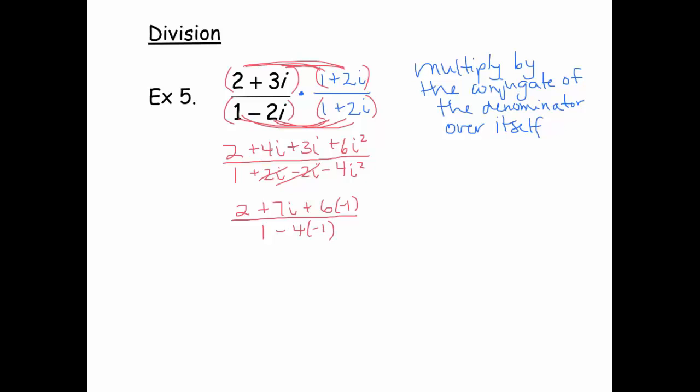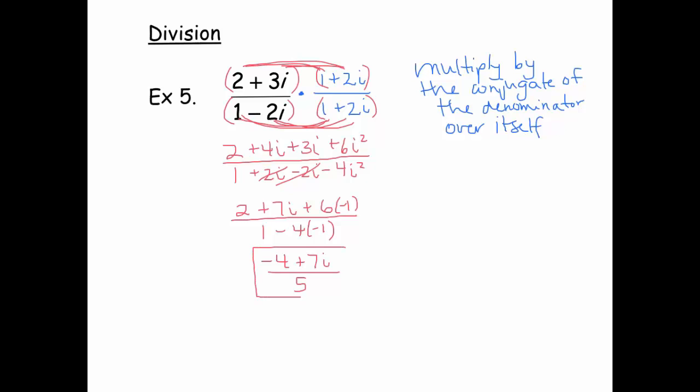Okay, time to do some more simplifying. So here I have a 2, this is going to turn into a negative 6. So 2 minus 6, that's negative 4 plus 7i, over 1 minus 4 times negative 1. That really becomes a positive 4, so that adds up to 5.